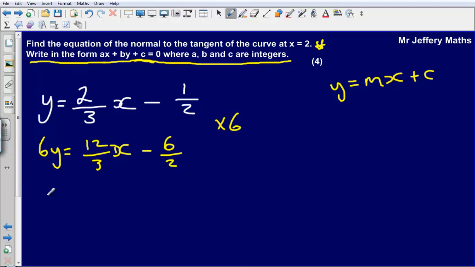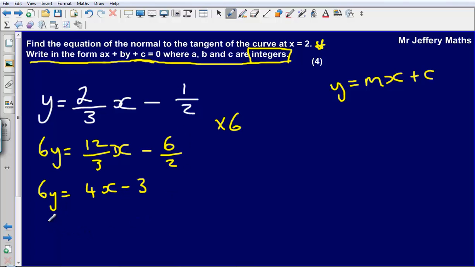So let's just rewrite those. Well, 12 over 3 is the same as 4x, minus 6 over 2, which is 3. So now I've got 6y equals 4x minus 3. I've dealt with this part of that final sentence there. I've made them all integers. However, I still need to put it in the form ax plus by plus c equals 0.